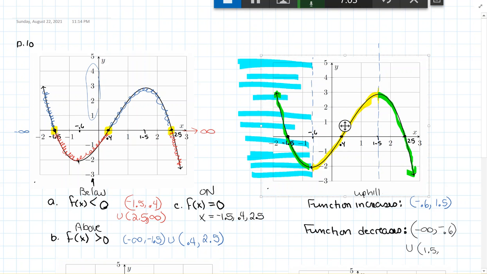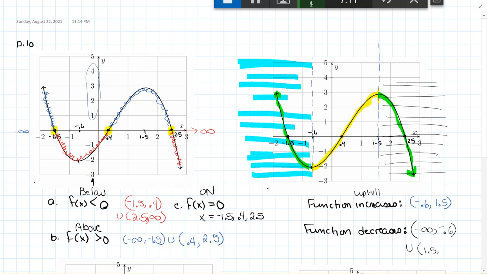And now don't get caught up with the arrows going down. You're looking in this direction. Like, what's this shaded region from 1.5 out to infinity? That's where your function is decreasing.